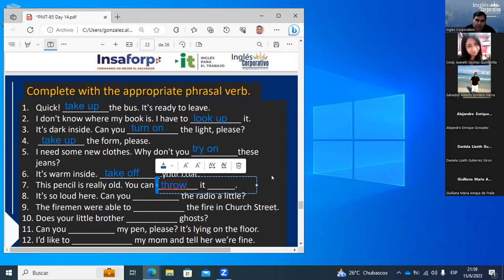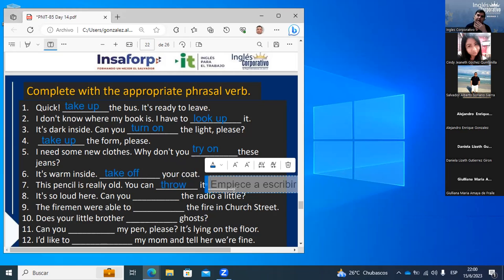Excellent. Separated. Away. Away. Away. Over there, no. After it. After it, you say away. In the second throw, I'm going to put a space. Yes. Throw it away.